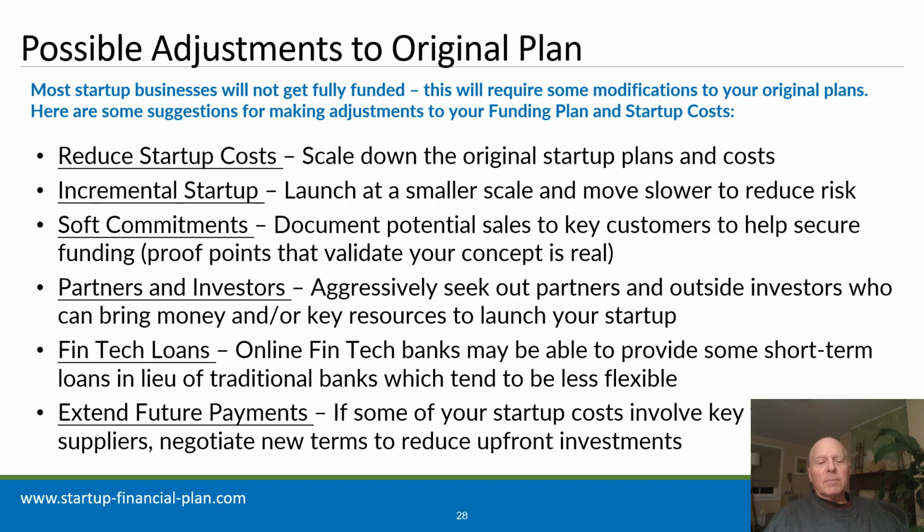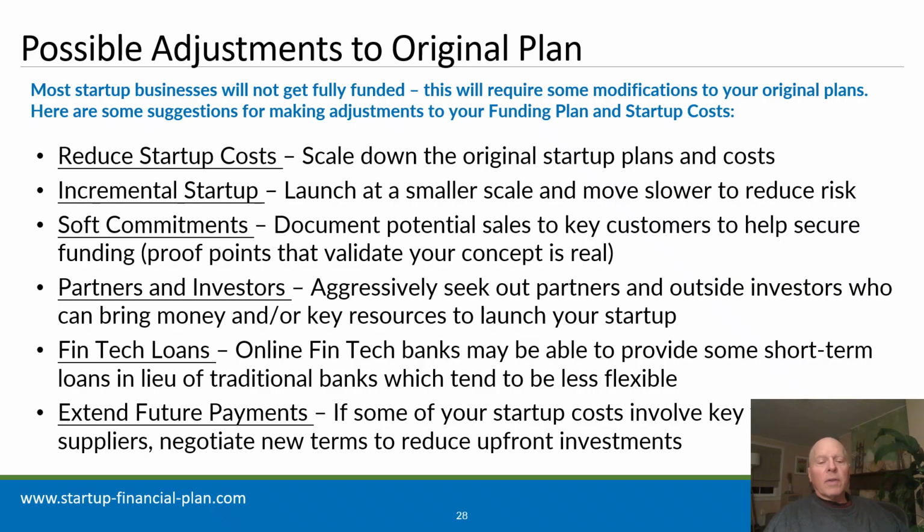Or try to get some type of commitment from potential customers. Maybe it's a memorandum of understanding, an MOU. An MOU is a memorandum of understanding that says I've got a major customer who will use my services, and you document that and you put it into your business plan so that the lender feels more comfortable giving you money, a soft commitment. We call those soft commitments.